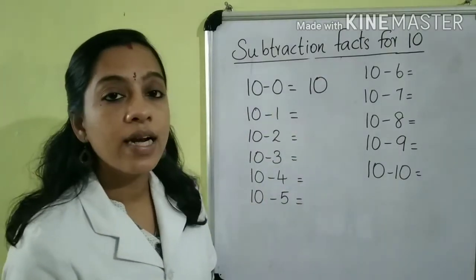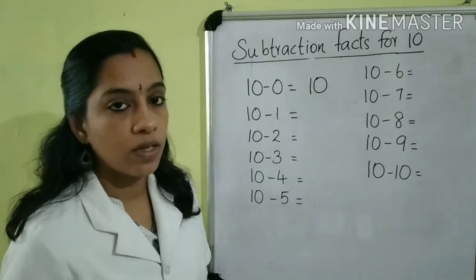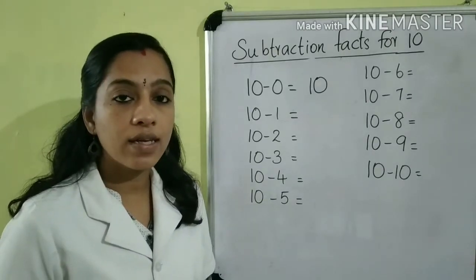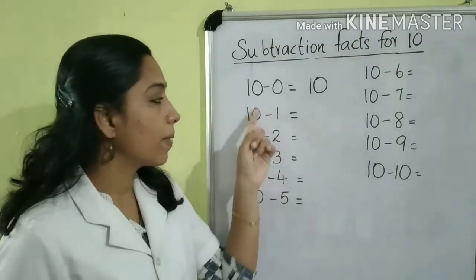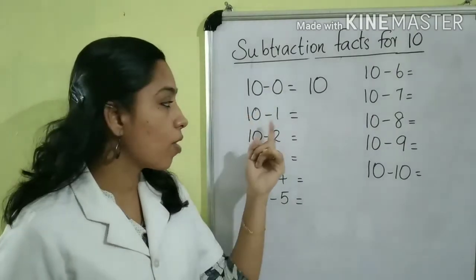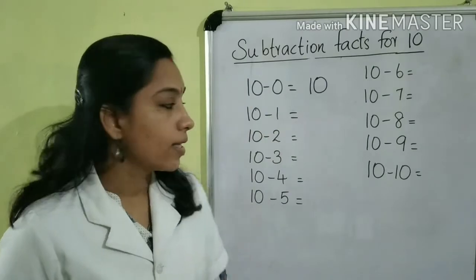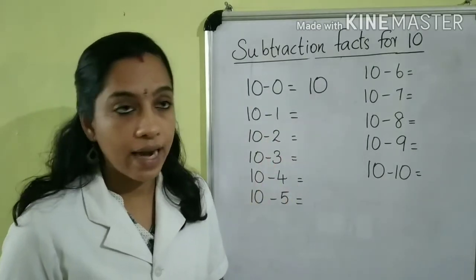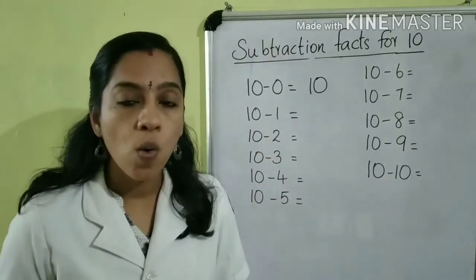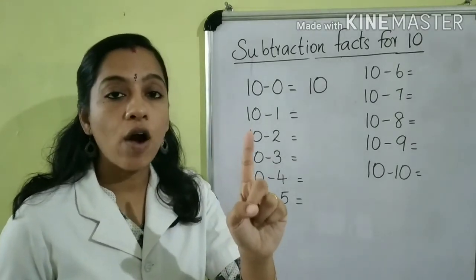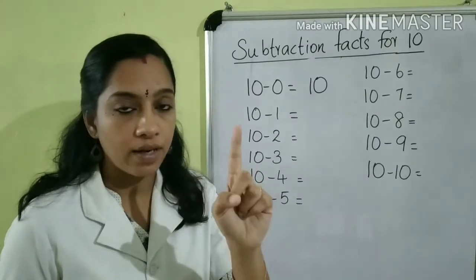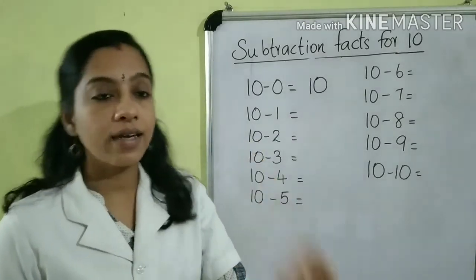The next one, 10 minus 1. How will you find out the answers by backward counting? So first keep the bigger number in your mind, smaller number in your hand. Here which is the bigger number? 10. And which is the smaller number? 1. So take the number 1 in your finger and count backward from 10. That is 9.